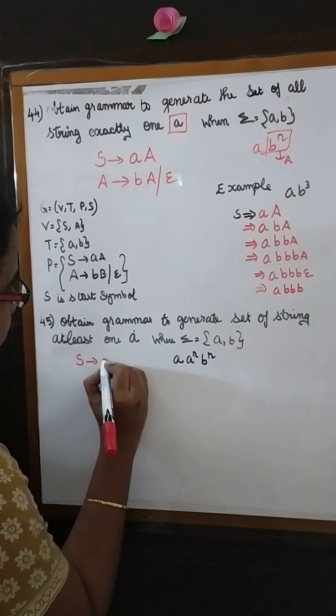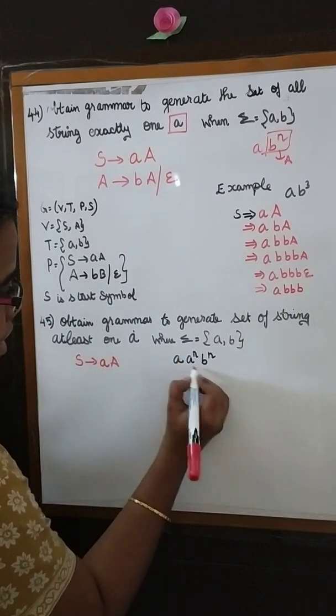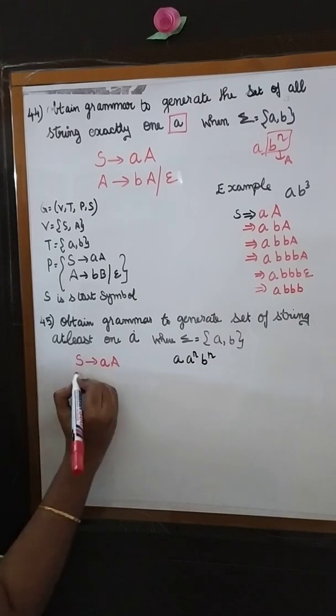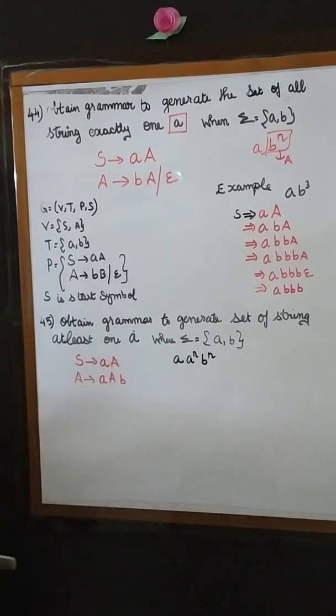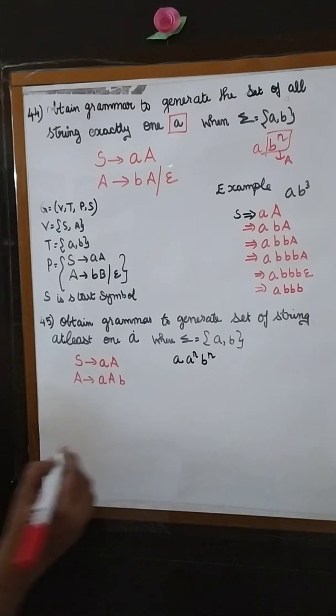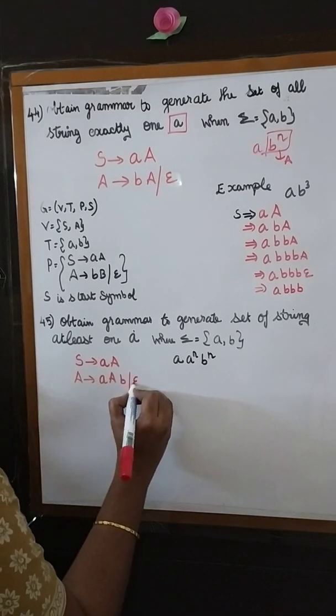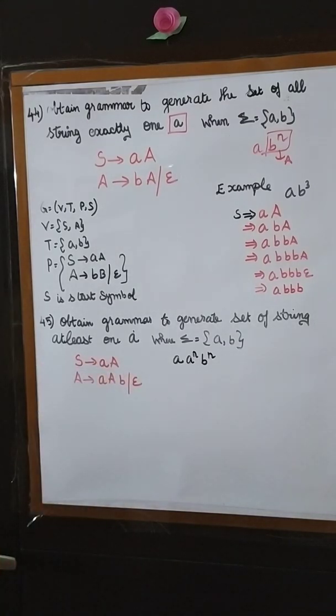So how will I write my production? My S will have a, and then this I am going to push into the capital A. So in this A, whenever I write a, immediately I am going to put one b. And here also they did not mention the length, so I am going to give epsilon.